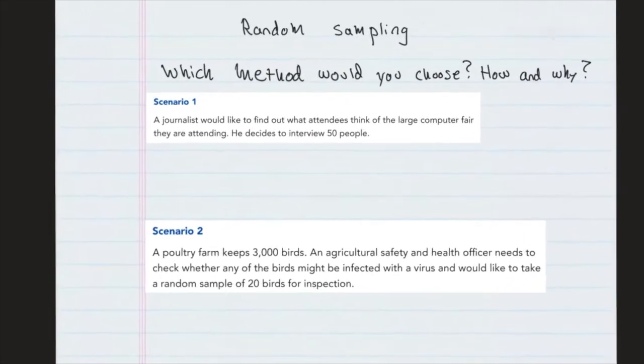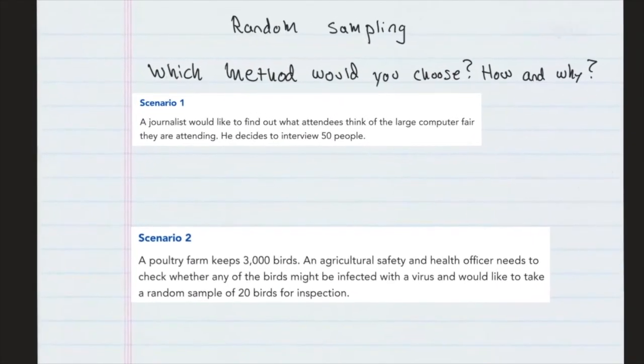For this last page, we're going to get into some situations, and we're going to see which method of random sampling we would choose, how we would do that, and why we chose that method. So the first scenario is a journalist who would like to find out what attendees think of the large computer fair they're attending. He decides to interview 50 people.